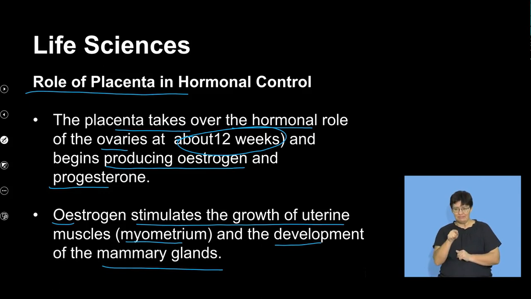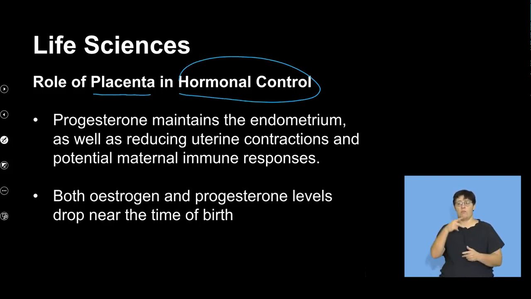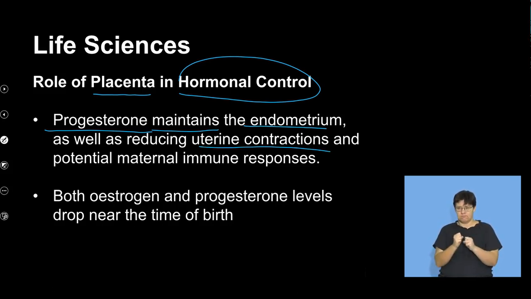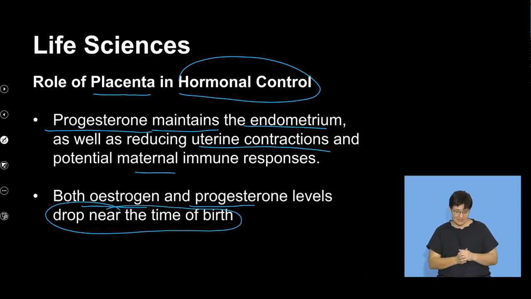And you'll find that it's important that the mammary glands develop during pregnancy in preparation for breastfeeding. We know that the placenta plays an important role in producing progesterone, as I mentioned earlier. And progesterone's function is to maintain the endometrium, as well as to reduce the uterine contractions that potentially may occur during the process of gestation. Both estrogen and progesterone levels drop towards the end of the process of pregnancy.